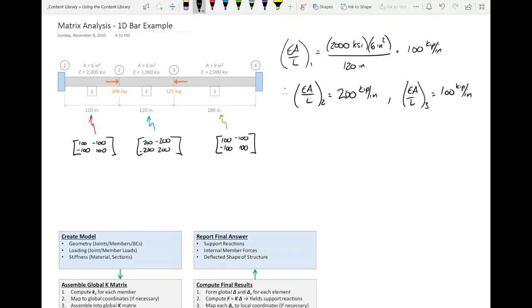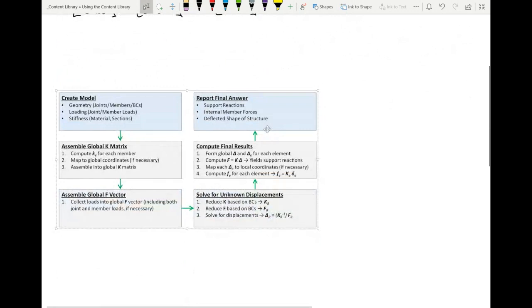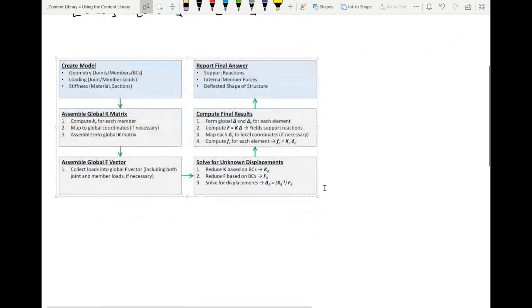Is everybody with me on the concepts and the ideas? Are there any questions that are fuzzy now? Okay. All right. So like I said, this is just formulas. This is just plug and chug, just EA over L and writing out this matrix. Okay. So I want to go back to this flow chart.